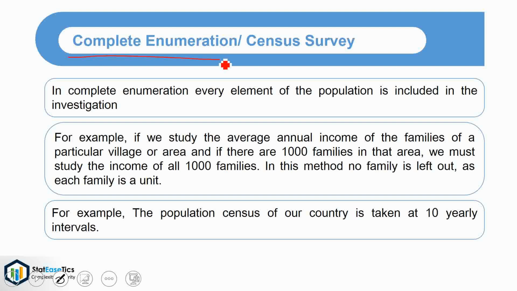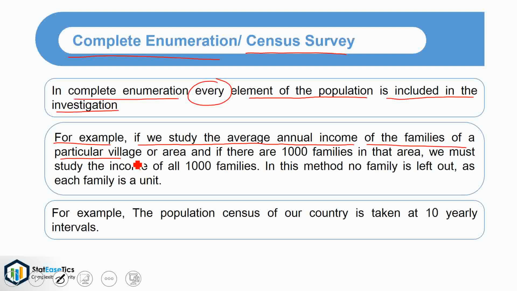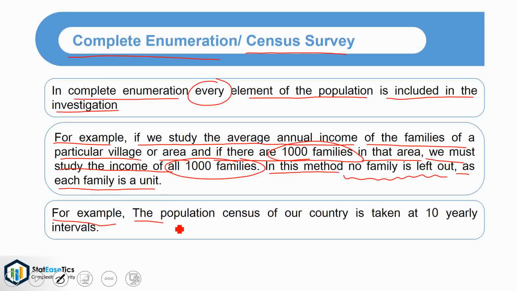Complete enumeration, also known as census survey. In complete enumeration, every element of the population is included in the investigation. For example, if we study the average annual income of the families of a particular village or area, and if there are 1,000 families in that area, we must study the income of all 1,000 families. In this method, no family is left out as each family is a unit. For example, the population census of our country is taken at 10 yearly intervals.